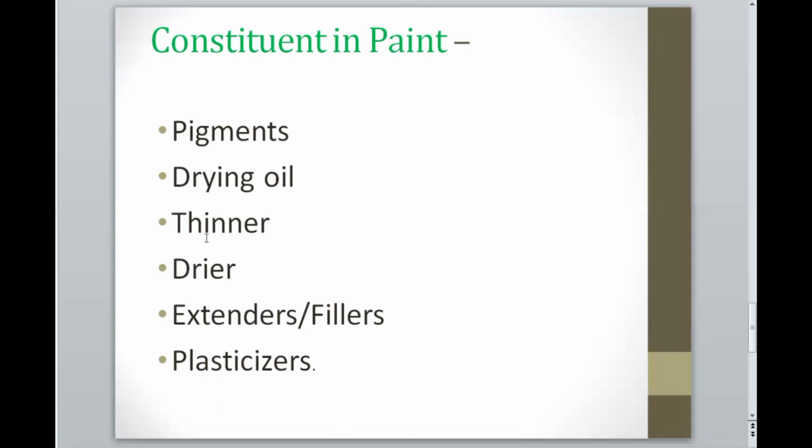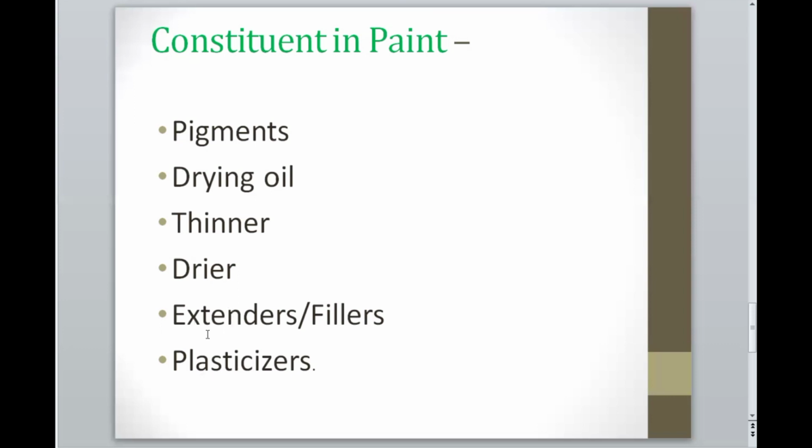Next is the thinner. Thinner is a volatile liquid which evaporates easily after applying the paint, and it reduces the viscosity of the paint. So that's why we can easily apply the paint on the surface. Okay. So that's why thinner is used in the paint. But after some time it evaporates. Next constituent present in the paint is the dryer. This dryer is added so that when paint is applied on the surface, it dries quickly because the dryer is present in the paint.